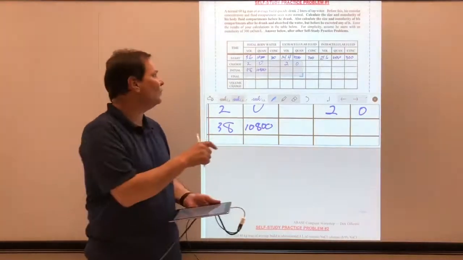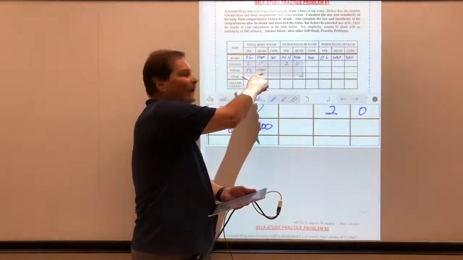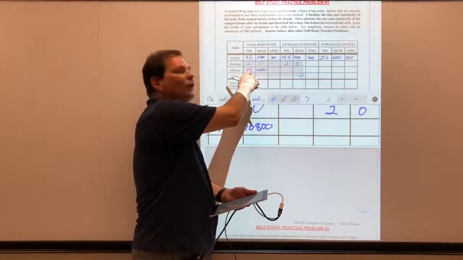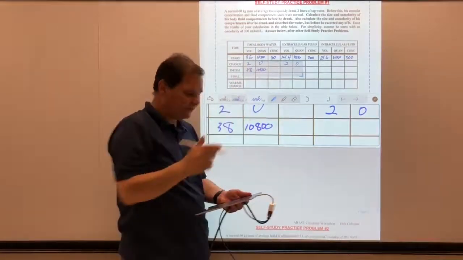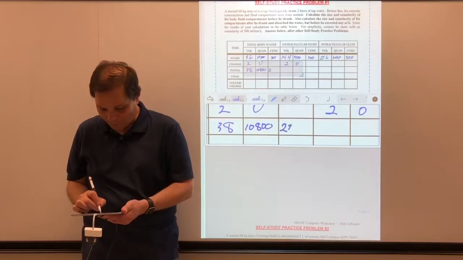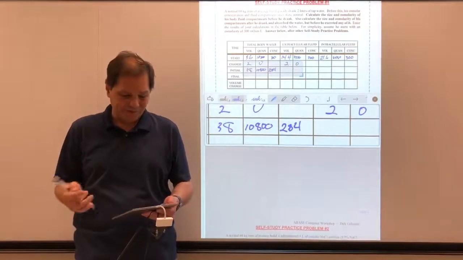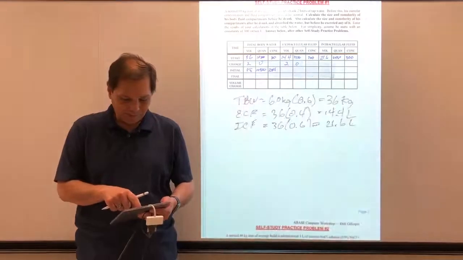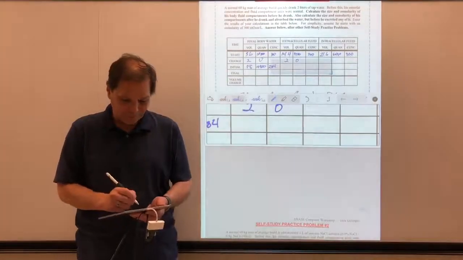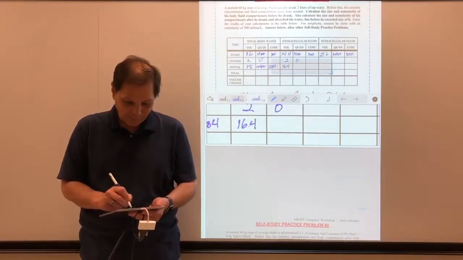The new osmolarity is 10,800 milliosmoles divided by our new total body water volume, which is 38, and that gives us 284. So our osmolarity dropped because we had a bunch of water in the system and nothing else. If we look at the extracellular fluid, 14.4 plus 2 is 16.4. We still have 4320 milliosmoles.